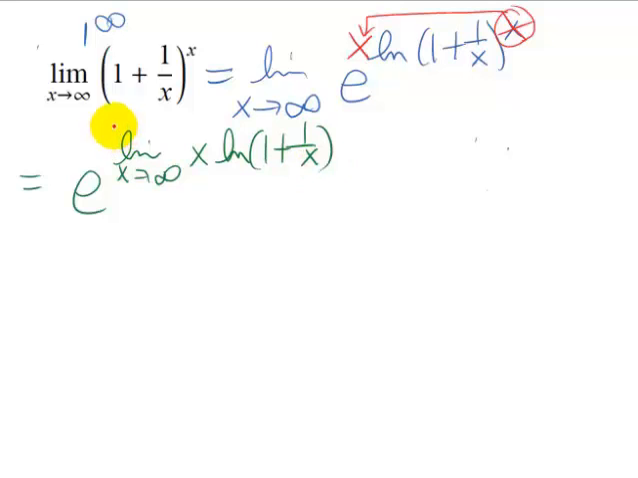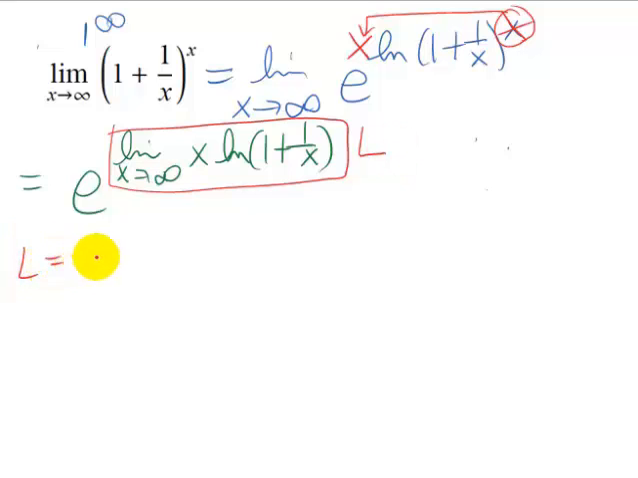Now I'm going to call all of this stuff L just for simplification. So when we get our final answer, it's going to be e to the L, whatever this L is. But let's go ahead and write down our L down here so we can work with the limit part, and then we'll come back and substitute it in when we get an answer. So this is what we've got.